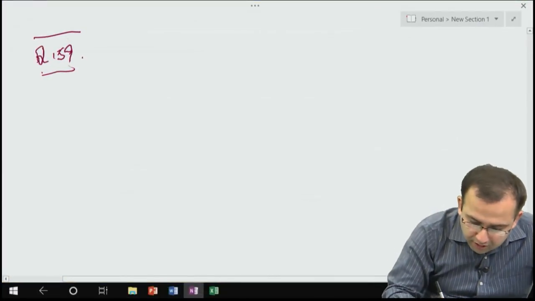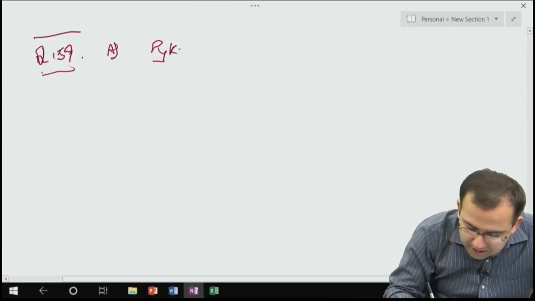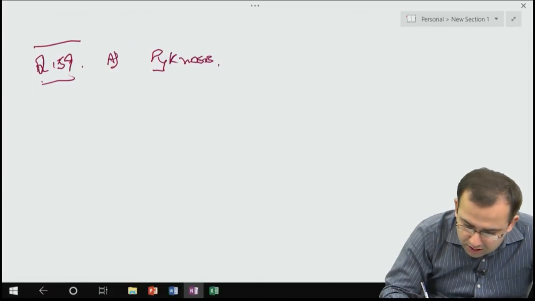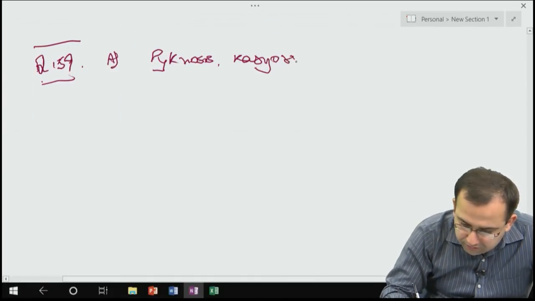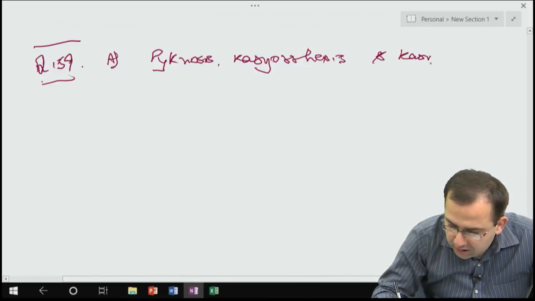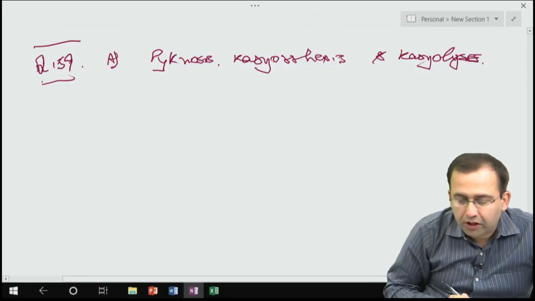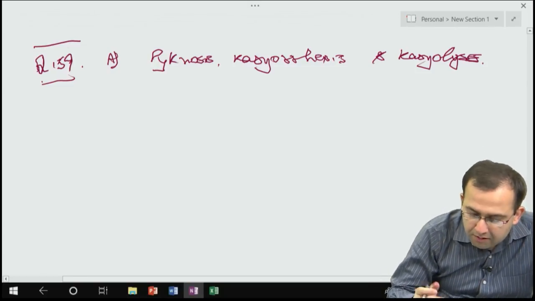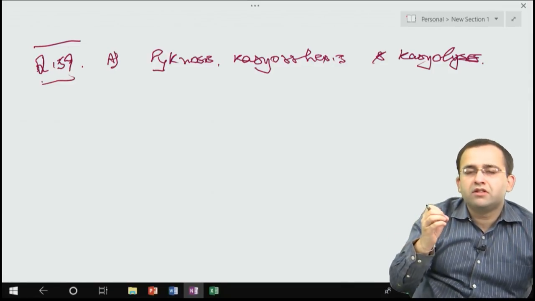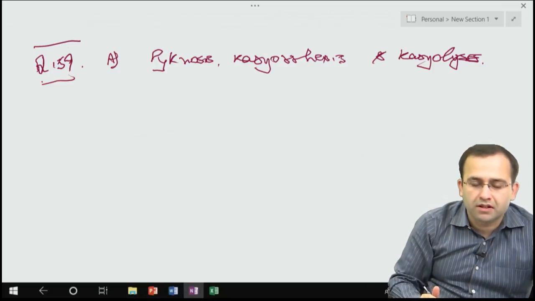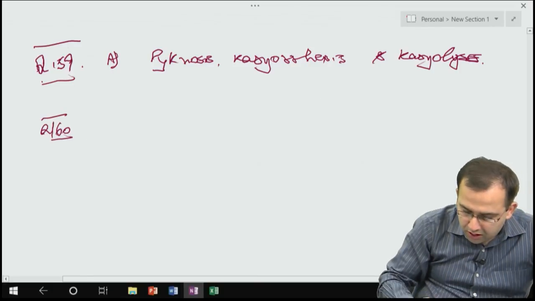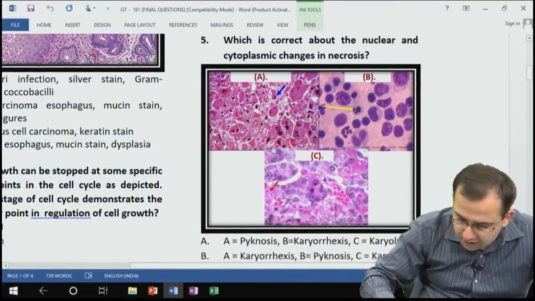So question 159, the answer is A, that is pycnosis, karyorrhexis, and karyolysis. Next point, what does this mean? Pycnosis is nuclear shrinkage. Karyorrhexis is fragmentation of the nucleus, whereas karyolysis is dissolution.